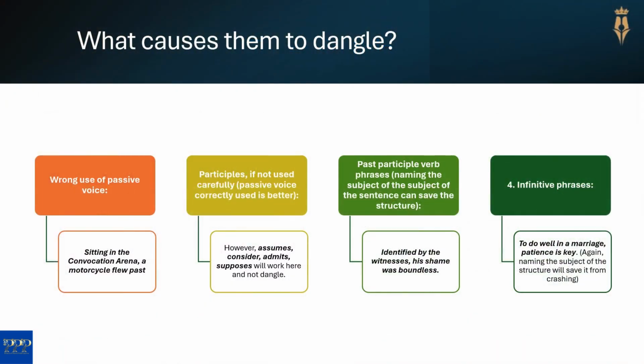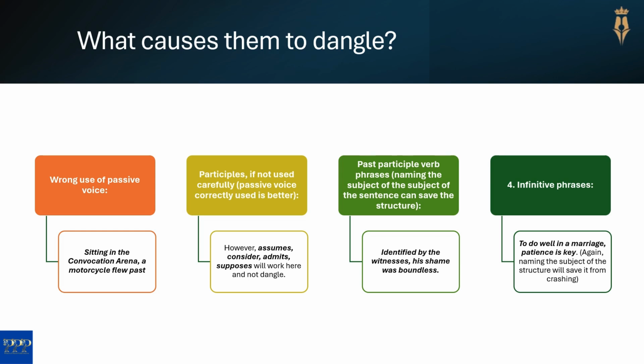So let's also look at the things that cause a modifier to dangle. Let's look at the wrong use of the passive, like you have in this example: sitting in the competition arena, a motorcycle flew past. So the question is, is it the motorcycle that is sitting? No. But maybe I was sitting in the convocation arena, so I saw a motor vehicle flying past. So you can reconstruct that sentence in that manner.